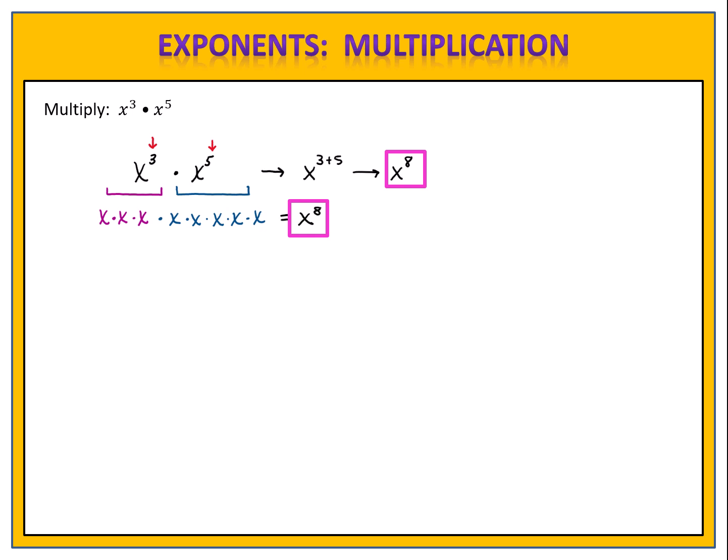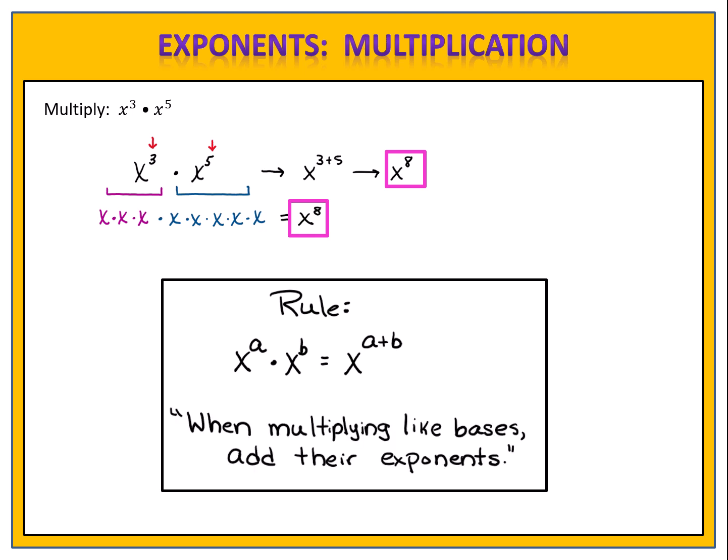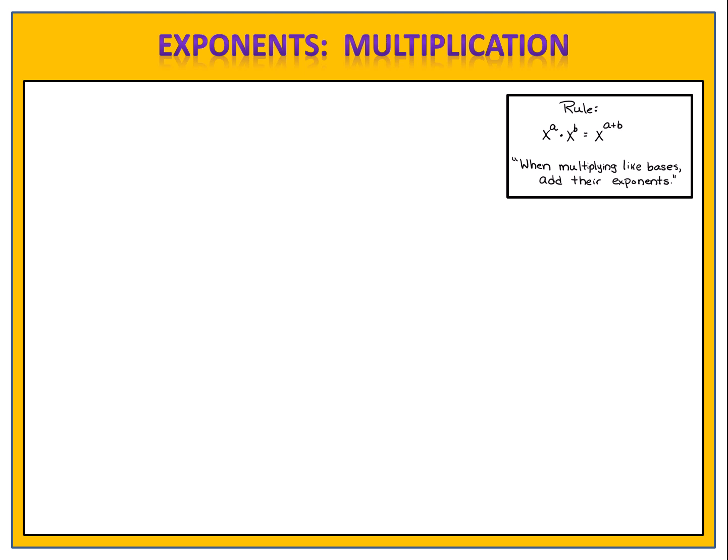When dealing with multiplication, we have a general rule. x to the a times x to the b equals x to the a plus b. In other words, when multiplying like bases, add their exponents. Throughout this video, we'll look at a variety of problems to help you build your understanding of using multiplication when exponents are involved. In our first exercise, we want to multiply y to the third times y to the 8th.